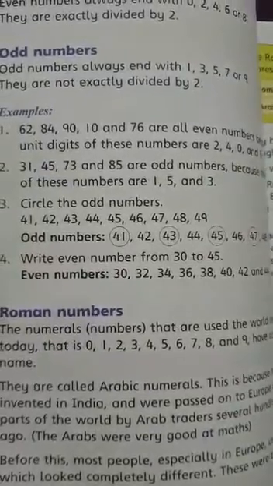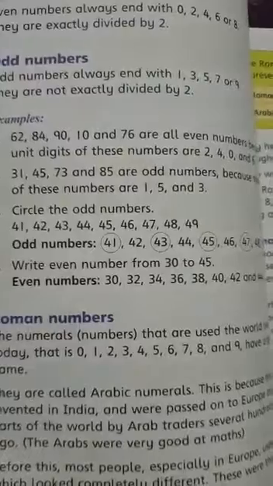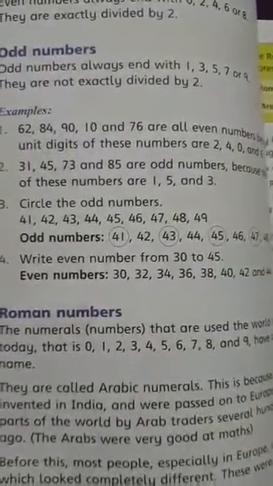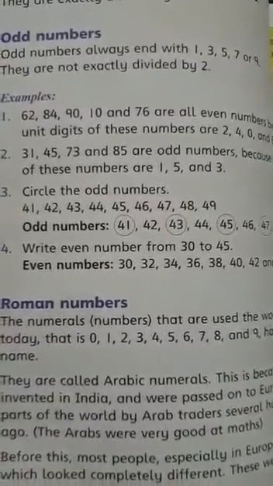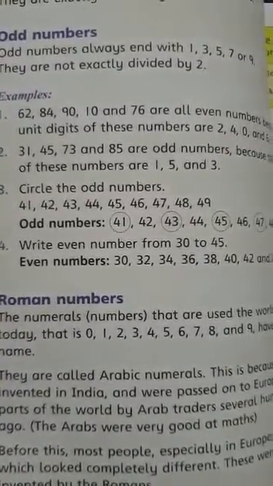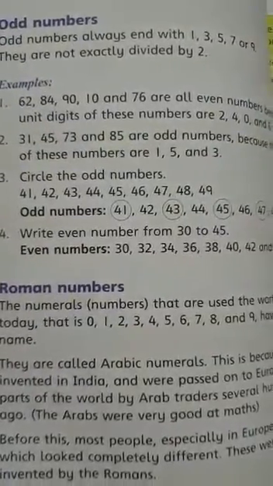You can see in example 1 there is 62, 84, 90, 10, 76. These are all divided by 2. That's why these are even numbers. And in example 2, 31, 45, 73, 85, these are all odd numbers because these cannot be divided by 2.